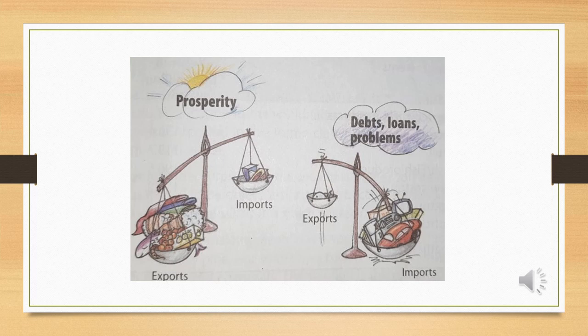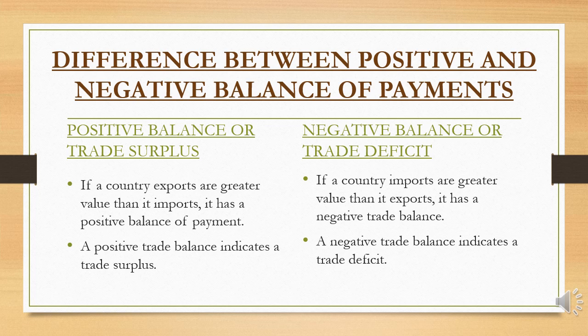It is the same with countries. If they buy more from abroad, like oil, raw material, vehicles, weapons and aircraft, they will have to borrow from richer nations, or else manage without some of the luxury imports. This is called the balance of payments. Now the difference between positive and negative balance of payments.